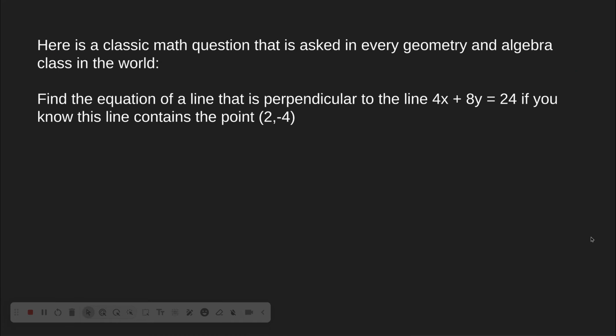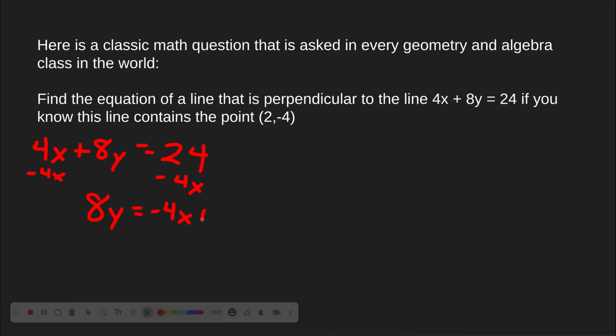All right, this is like your classic problem. Find the equation of a line perpendicular to this line containing a point that's given. Now, I cannot just look at this line and find the slope, can I? So we need to rearrange the way that equation is written. 4x plus 8y equals 24. What should I solve that for, Gigi? I'm going to solve it for y, so I'll subtract 4x. Instead of writing that as 24 minus 4x, I'm going to write it as negative 4x plus 24.